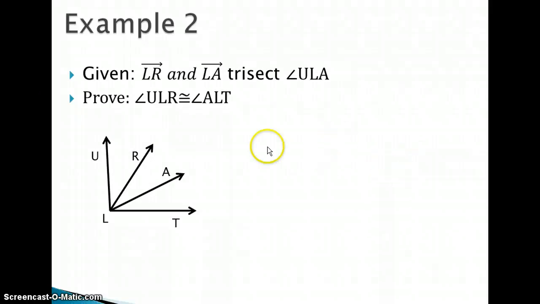Alright, now we have a proof. The proof says that we are given that LR and LA trisect angle ULA. So what that means is that all of these pieces are congruent. Trisect meaning three parts, three congruent parts. ULR, RLA, ALT. Now the nice thing about this proof is I can pick any two pieces and they should be the same.